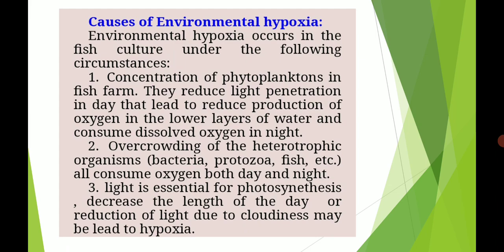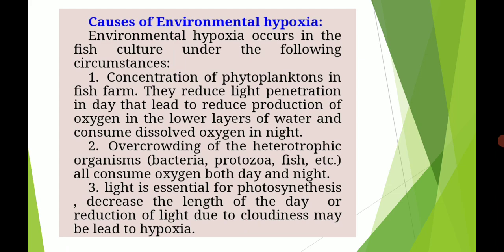Now, causes of environmental hypoxia. Environmental hypoxia occurs in fish culture under the following circumstances. A high concentration of phytoplankton in a fish farm reduces light penetration during the day, which leads to reduced production of oxygen in the lower layers of the water, and they consume dissolved oxygen at night. Overcrowding of heterotrophic organisms, that is bacteria, protozoa, fish, etc., all consume oxygen both day and night.